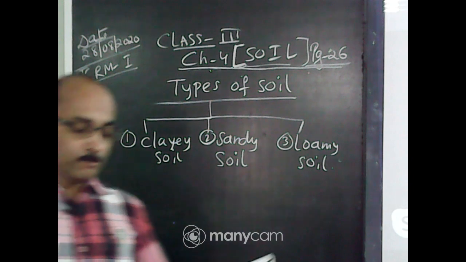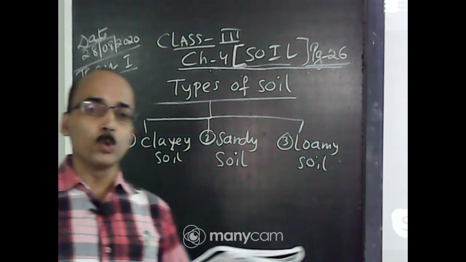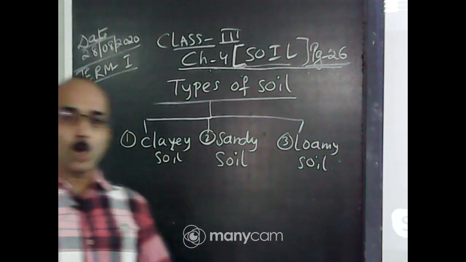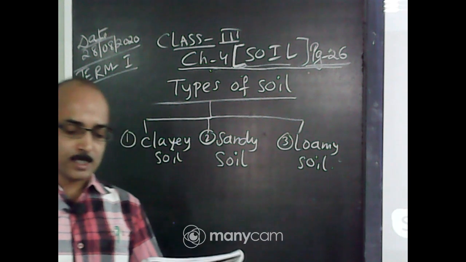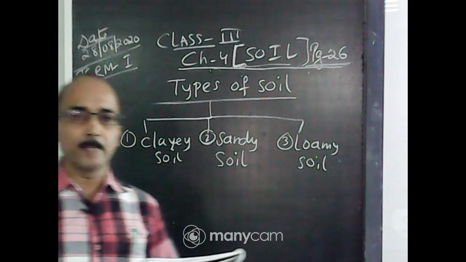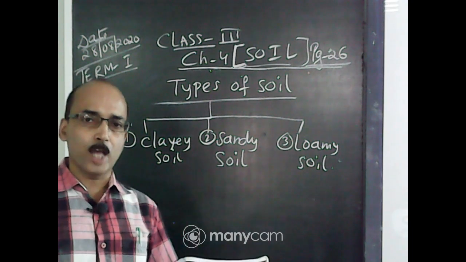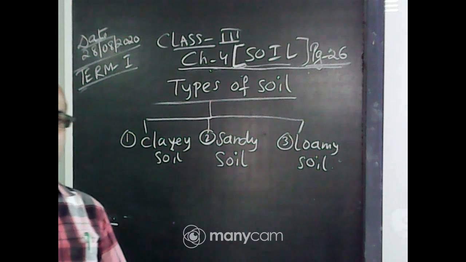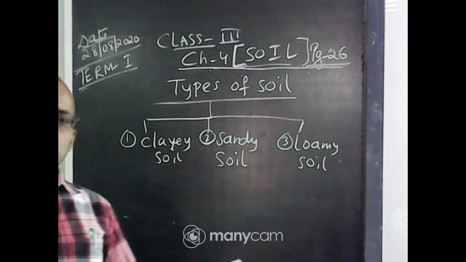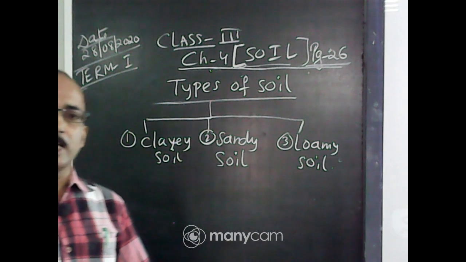Then we have learned also loamy soil, which is a very good soil for growing plants, because it contains a lot of humus and can hold both air and water. This is the reason. So, if the question is which soil is best for growing plants, it is loamy soil. Why? Because it contains a lot of humus and can hold both air and water.